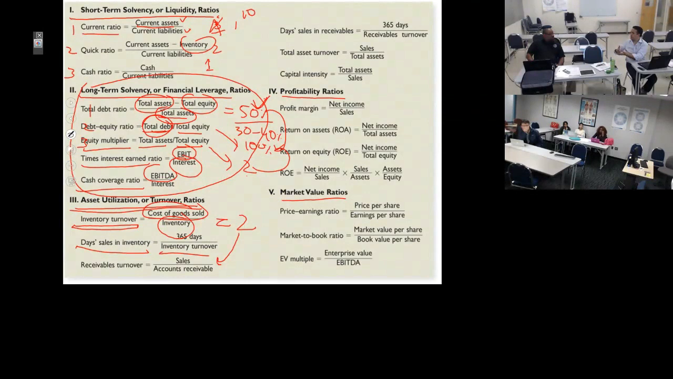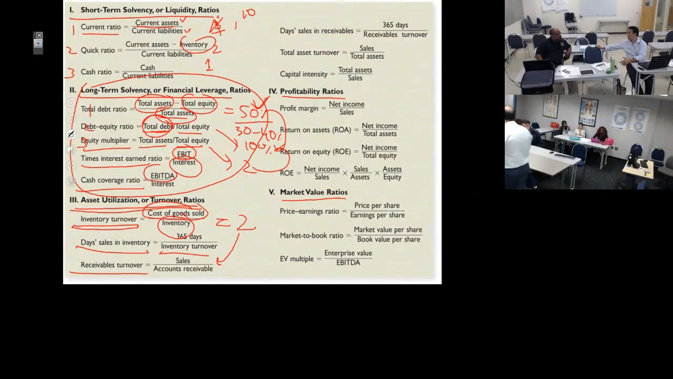Okay, then in the same manner, we do the receivables turnover ratio. So what will that mean? How good we are in collecting those receivables. When we sell our products on credit to our customers, can we collect our money quickly?